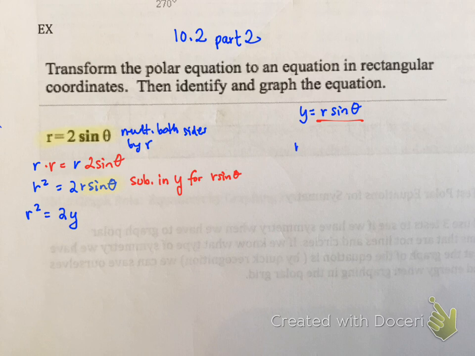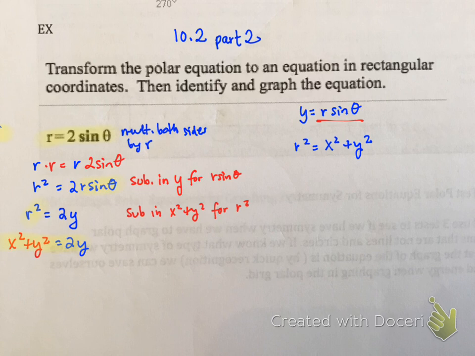Now I'm also going to sub in for r squared, and we know that r squared equals x squared plus y squared. So I substitute in x squared plus y squared for r squared, and I get x squared plus y squared equals 2y. So I know right away that I have a circle, and it is not centered at the center because it does not equal just a constant. It equals 2y. Whenever you have a variable with it, you know that you have to complete the square to find the equation.